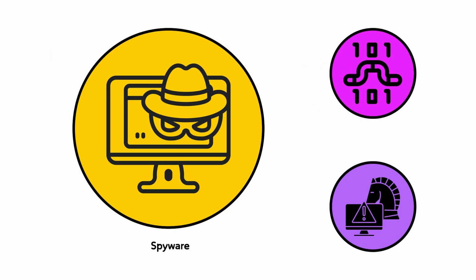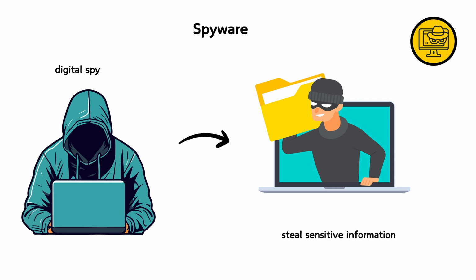Spyware. Spyware is like a digital spy that infiltrates your computer to monitor your activities without your consent. Its main goal is to steal sensitive information, passwords, credit card details, browsing habits, and send it back to cybercriminals. The insidious nature of spyware lies in its ability to hide and operate silently in the background, often without any noticeable effect on your system's performance, which makes it particularly difficult to detect and remove.